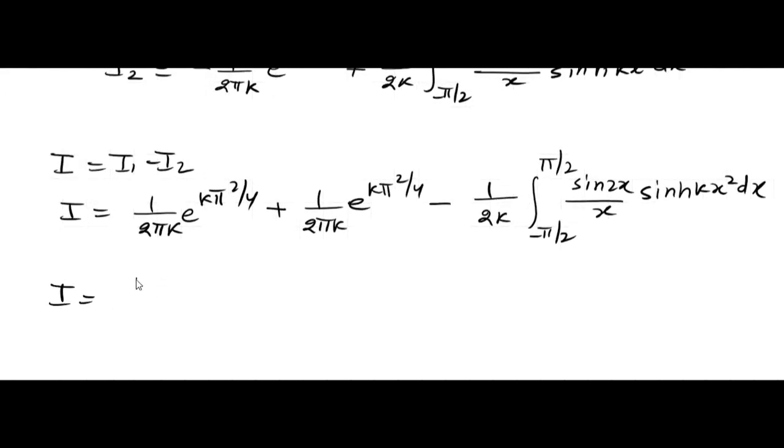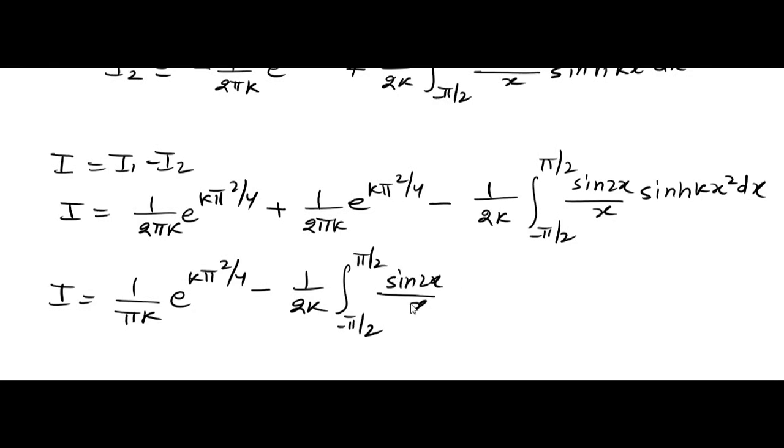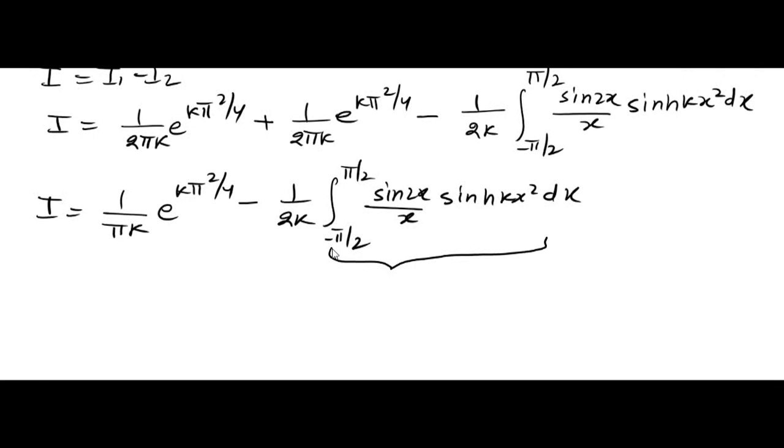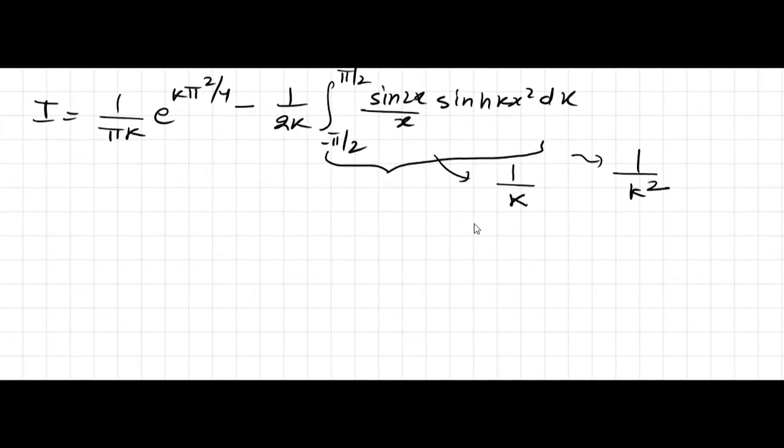So this will be equal to 1 over pi k e to the k pi square by 4, minus 1 over 2k integral from minus pi by 2 to pi by 2 of sine 2x by x sinh(k x square) dx. If we do this integral we will get a term proportional to 1 over k, and 1 over k is already there, so we will get a term containing 1 over k square. So let me do this for you one more time.